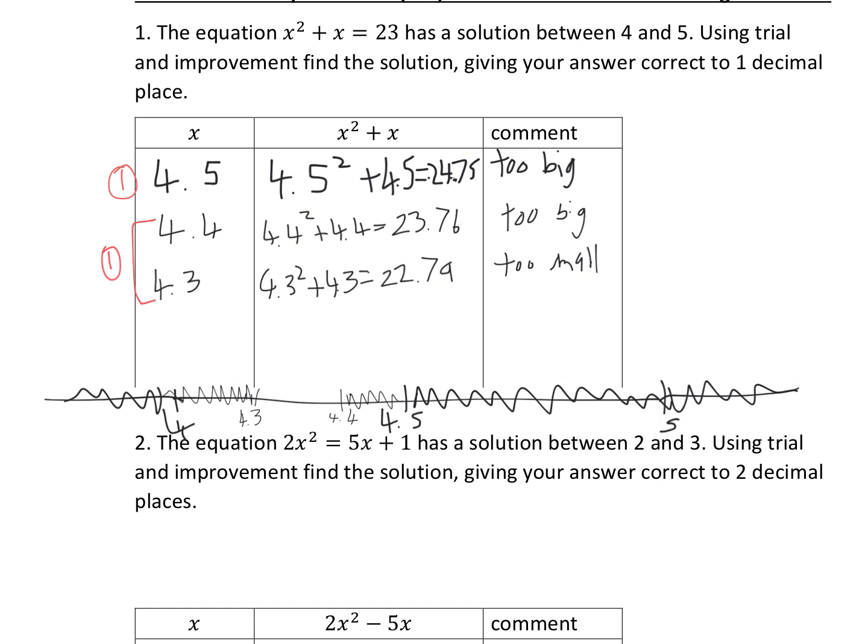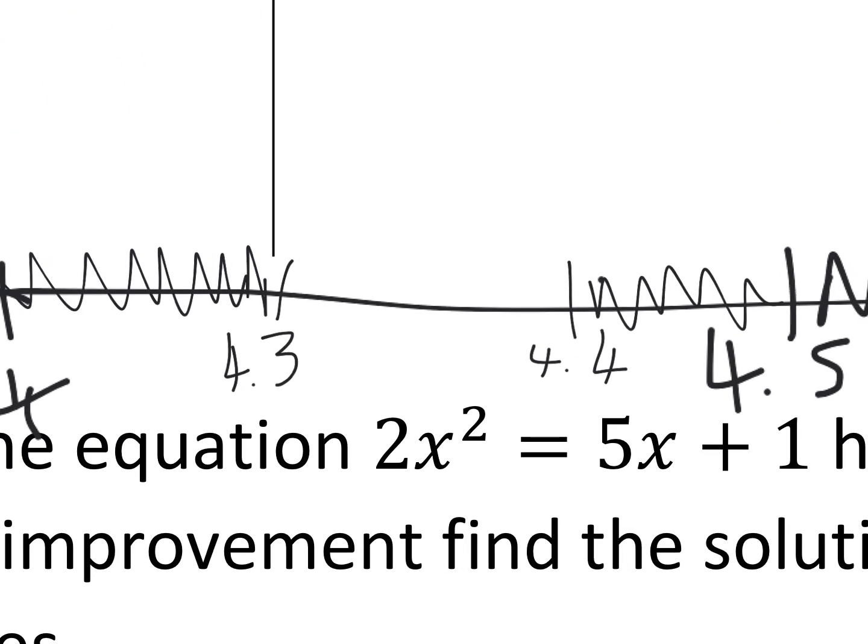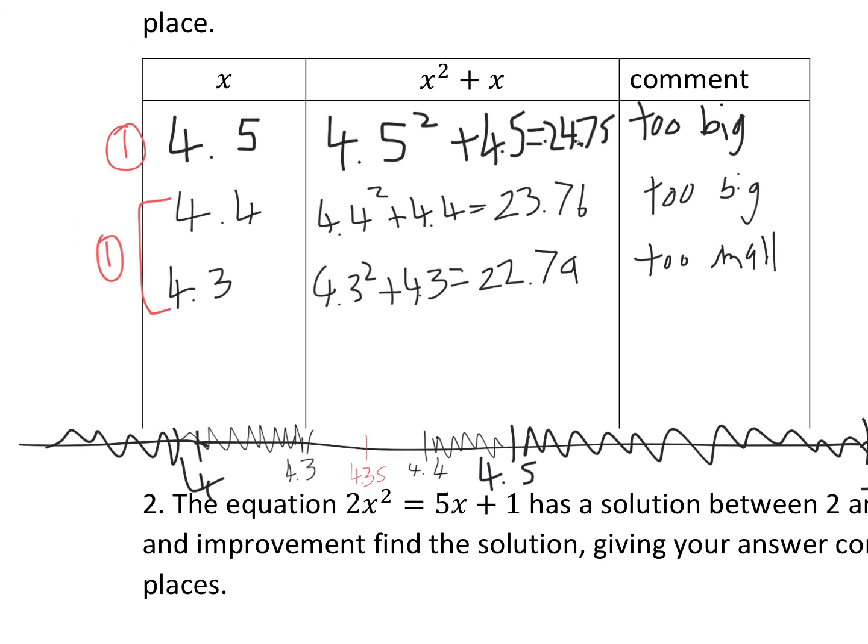What you want to do is, when you get it between two numbers to one decimal place, look down the middle, 4.35, and figure out then, is the answer going to be in here or in here? That's called a midpoint. I'm going to put that one in red, 4.35. And then you put that in, 4.35 squared plus 4.35, and that gives 23.2725. And that's too big. Why was that useful to get that midpoint? By the way, that gets you a mark as well.